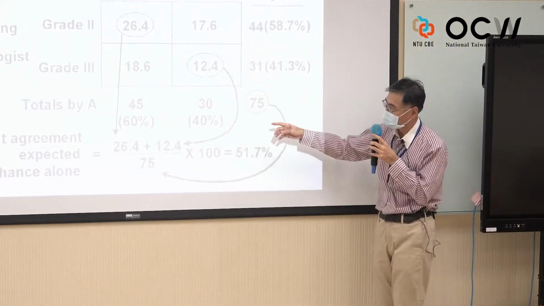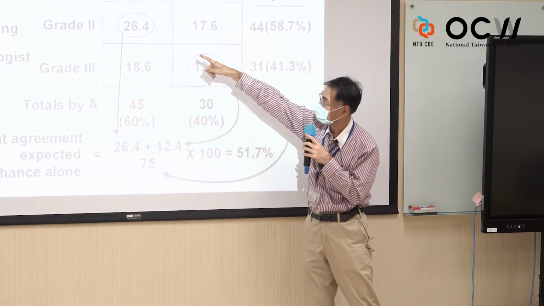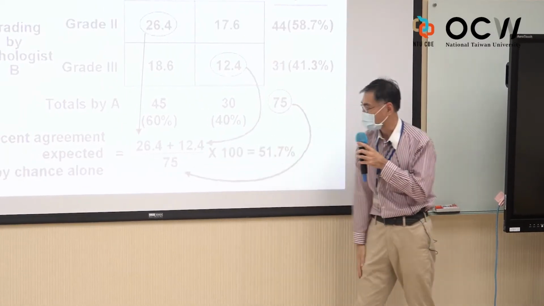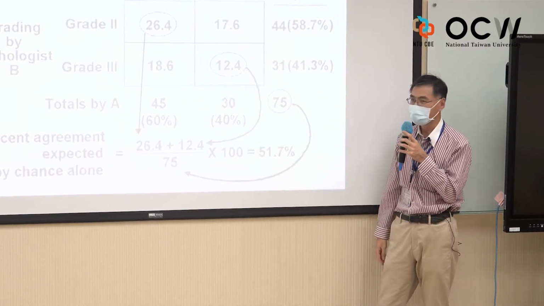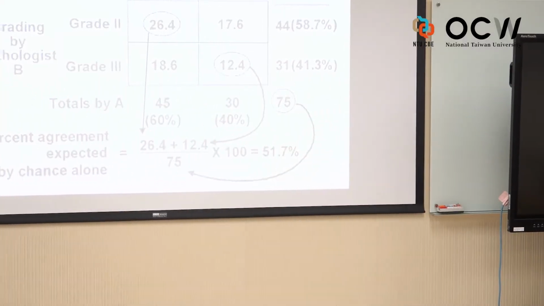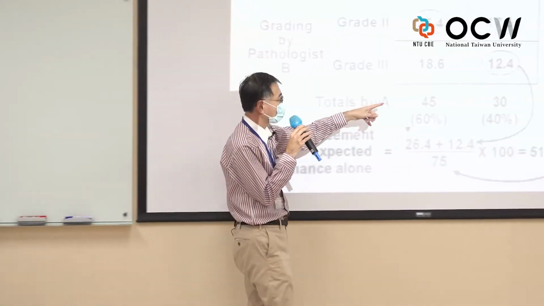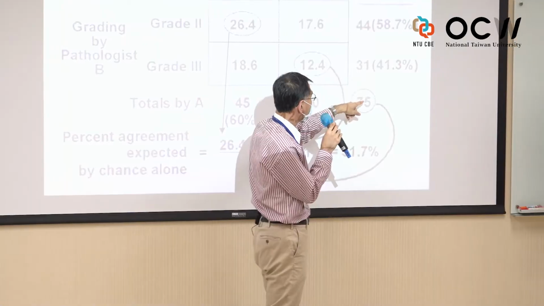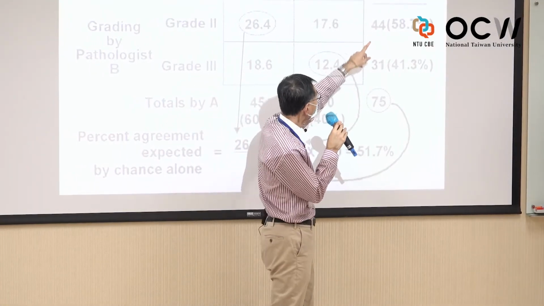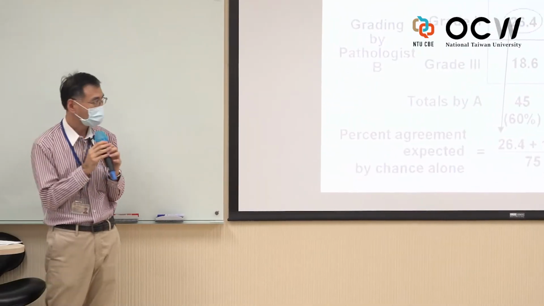Then we calculate the percentage agreement expected by chance alone. Again, it's 26.4 plus 12.4, divided by 75. Then we got 51.7. This is what happened by chance alone. This times this divided by this, we got this. This times this divided by this, we got that. This is the so-called percentage of agreement expected by chance alone.